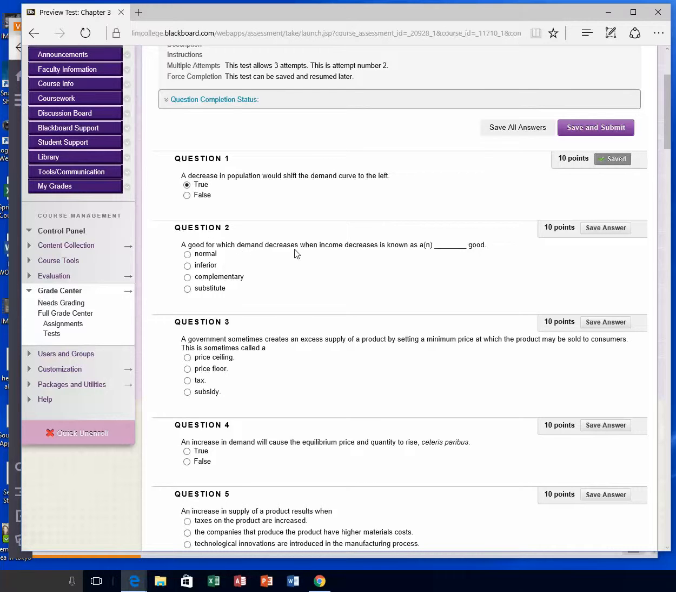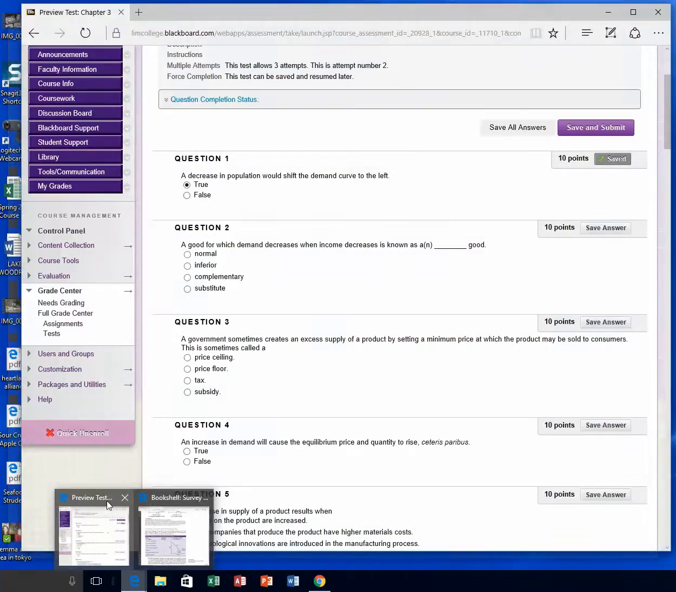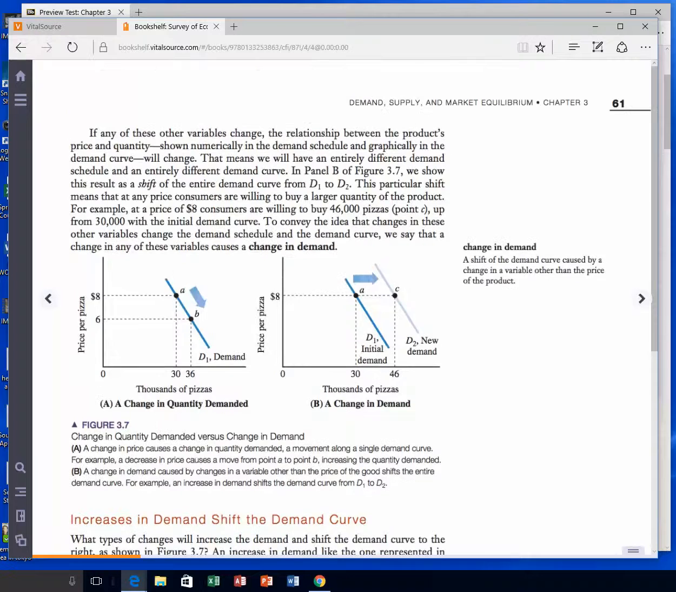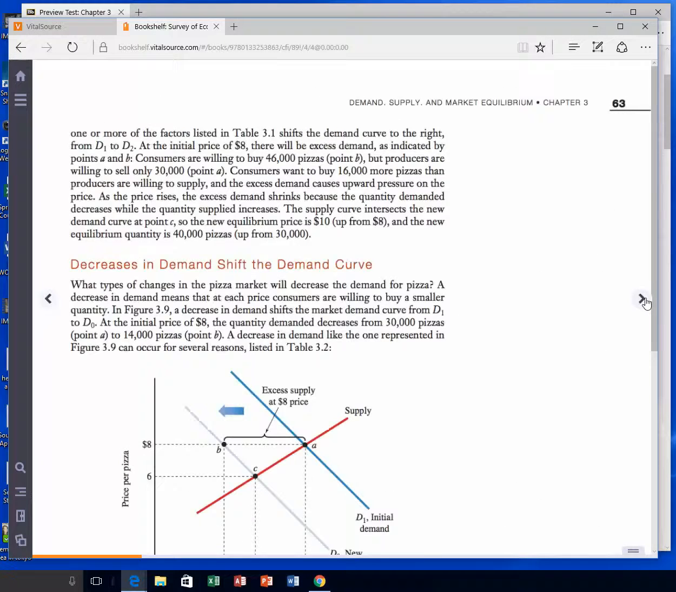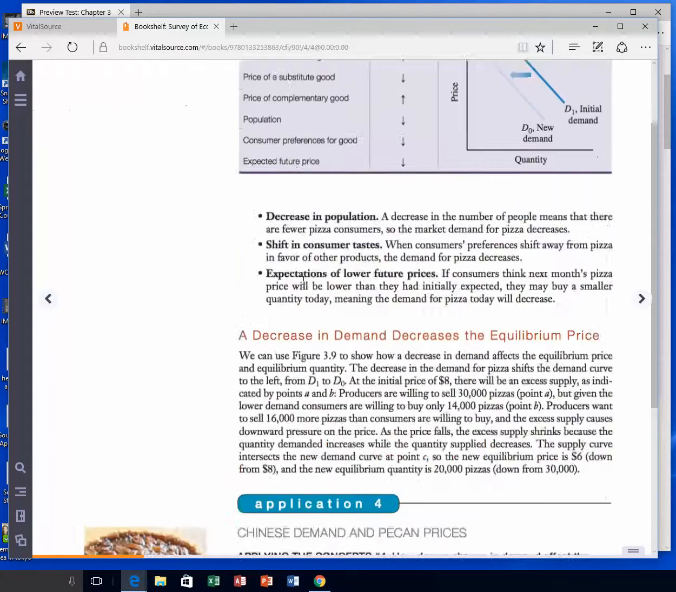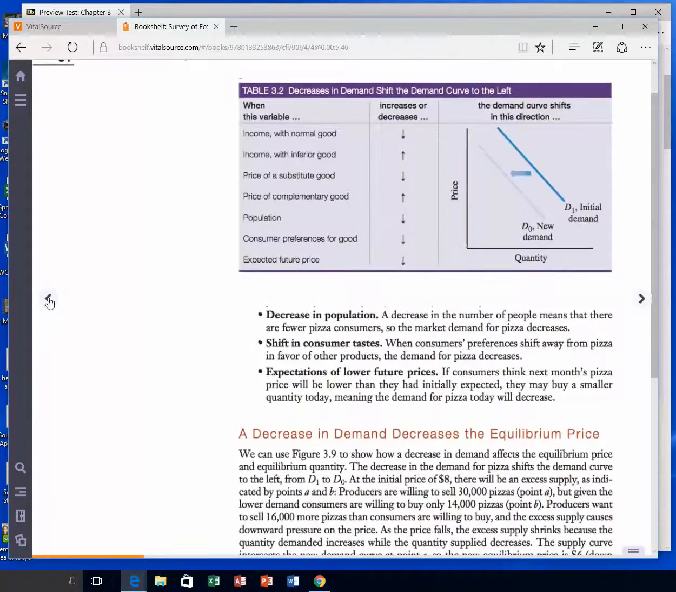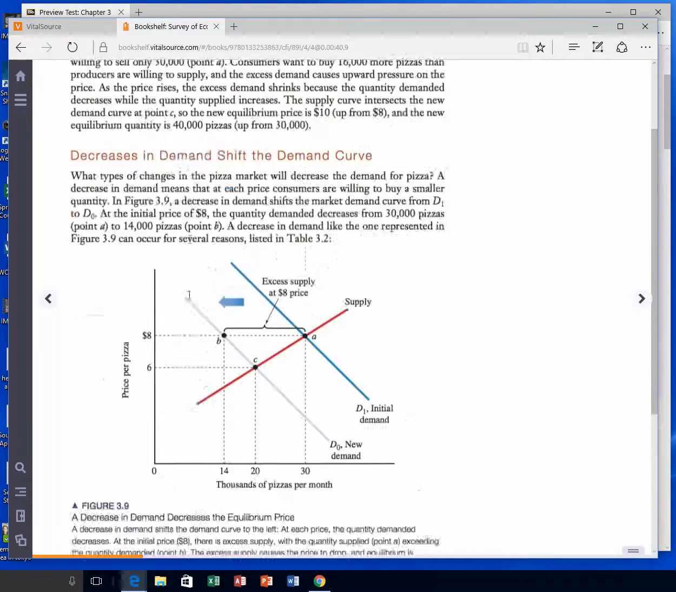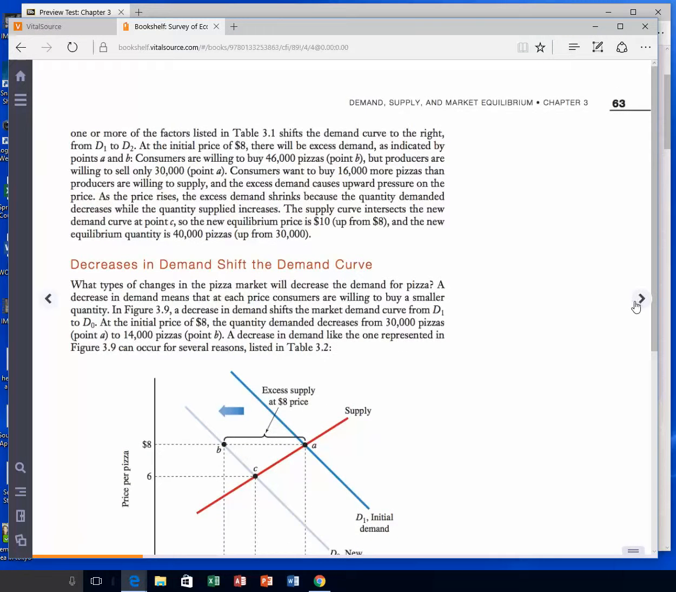Question 2. A good for which demand decreases when the income decreases is what kind of good? You've got these 4 different kinds. If we take a look at the textbook again, I believe this is on page 64. So I'm going to skip over to page 64, and it talks about these inferior, normal goods. Actually, I think the page before, page 63, talks about these. Nope, it's page 64.